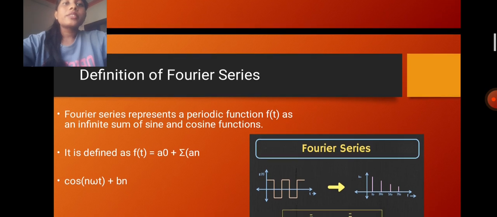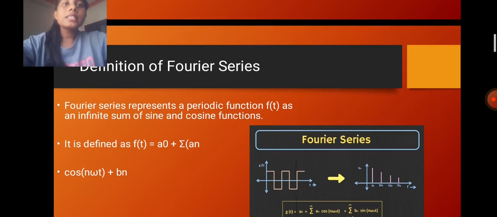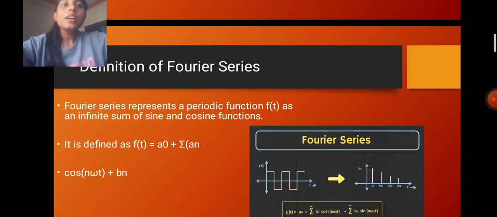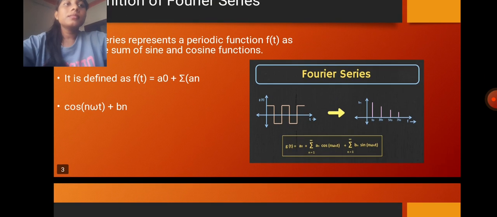Definition of a Fourier series. The Fourier series represents a periodic function f(t) as an infinite sum of sine and cosine functions. It is defined as f(t) = a0 + summation of a_n cos(n w t) + b_n sin(n w t). And this is a representation of a graph of a Fourier series.